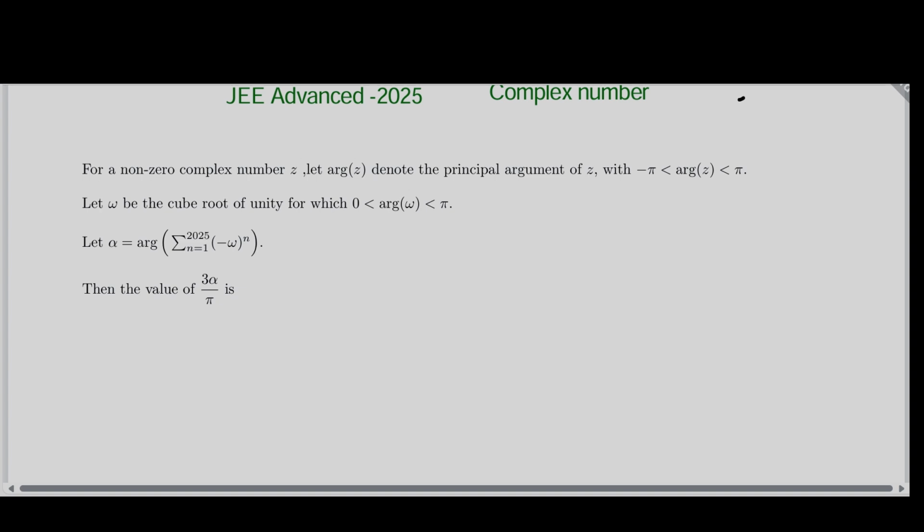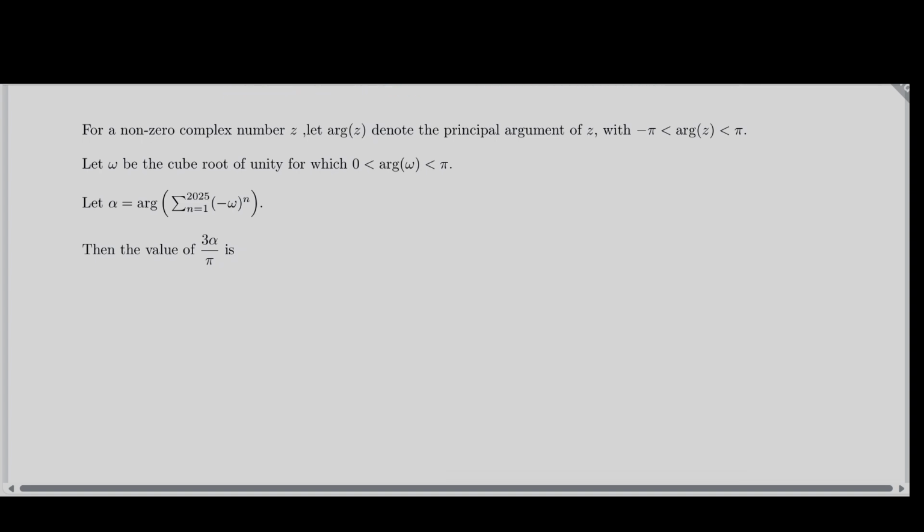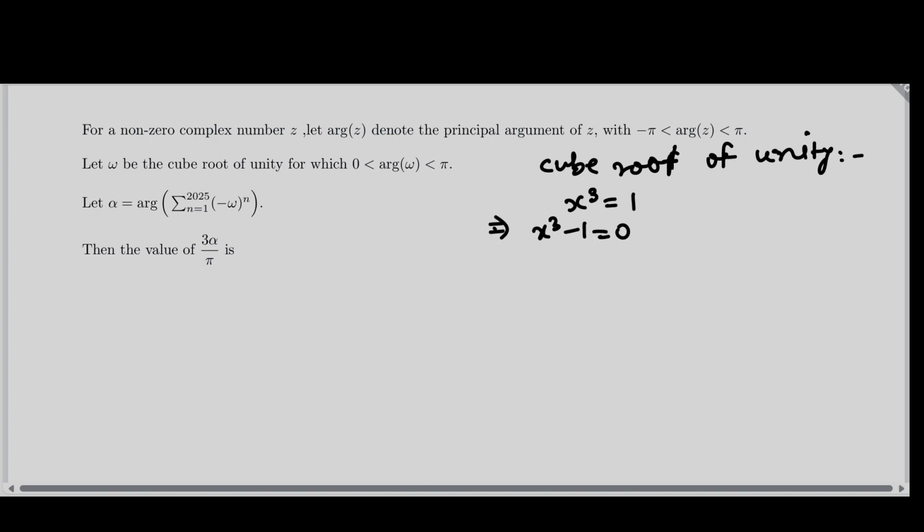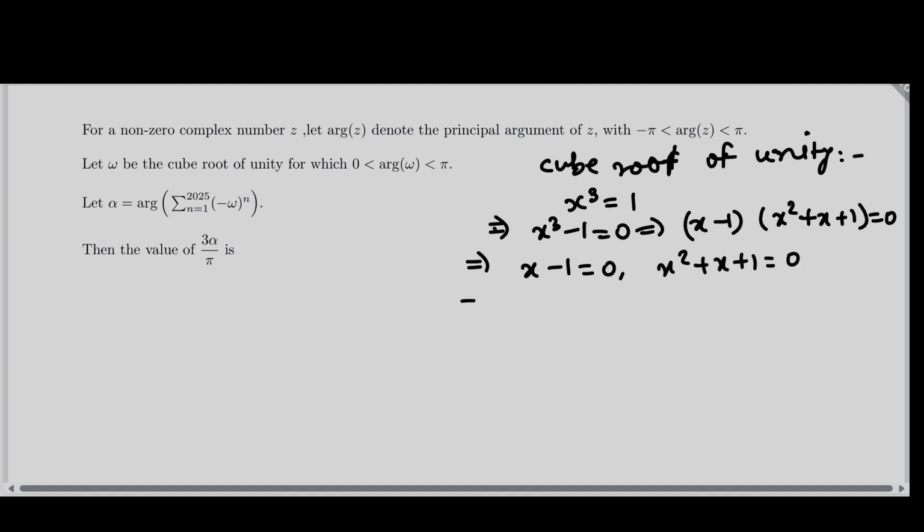So first of all, we know that the cube roots of unity are the roots of the equation x cube equals 1. This can be written as x cube minus 1 equals 0, and this can be factorized as (x minus 1)(x square plus x plus 1) equals 0. So we have x minus 1 equals 0 and x square plus x plus 1 equals 0. So we have x equals 1, and for the other equation, we find the roots.